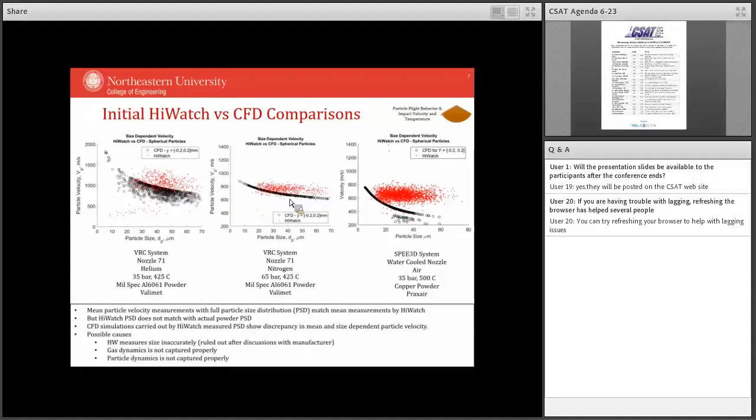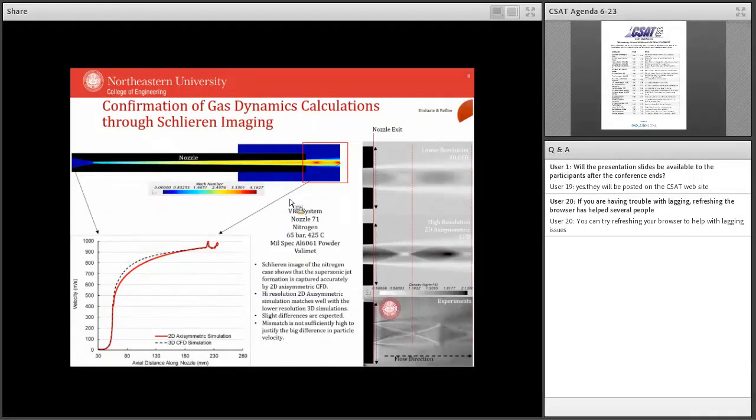And so, evaluating what's going on within the CFD simulations, what we did was compare the shock diamonds that occur at the nozzle exit in actual experiments with the CFD simulations. The CFD results were very good in comparison with the Schlieren images that we took in the experiments. There were slight differences, and this is expected, but the mismatch is not sufficiently high to explain such a big discrepancy in particle size estimations.